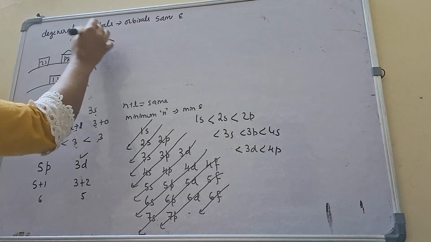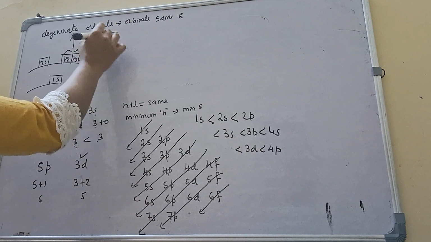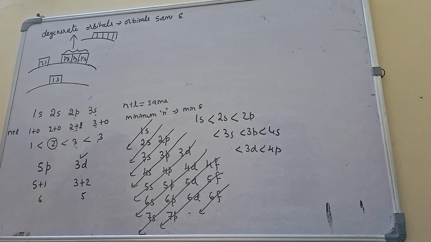Similarly, if you are going next, you have the d subshell, which has 5 d orbitals. All the 5 are degenerate. So within a subshell, all the orbitals are degenerate. Please remember that. So if you are talking about the 4d subshell, d has 5 orbitals, all the 5 are degenerate. Alright, so this is the first principle.